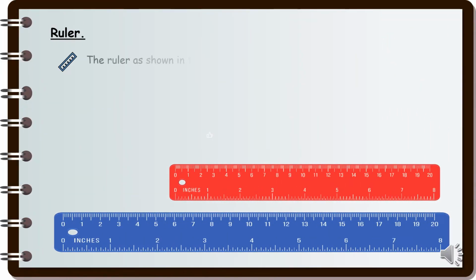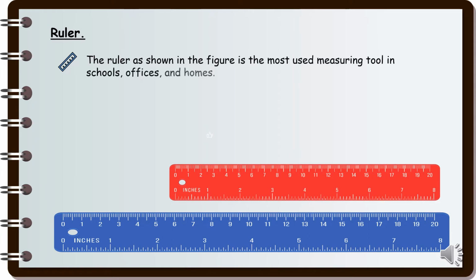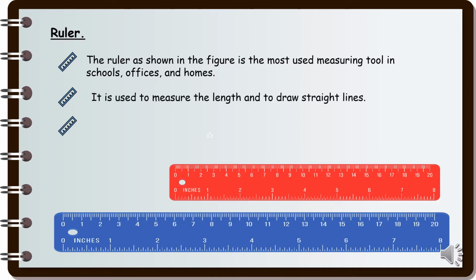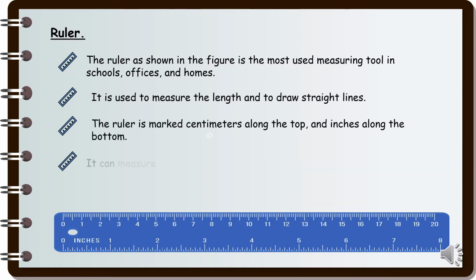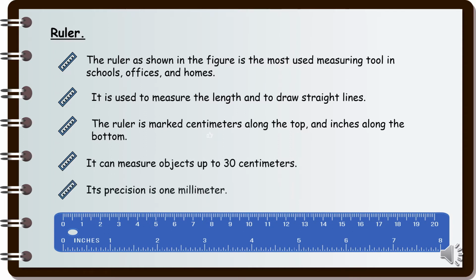The ruler, as shown in the figure, is the most used measuring tool in schools, offices, and homes. It is used to measure length and to draw straight lines. The ruler is marked in centimeters along the top and inches along the bottom. It can measure objects up to 30 centimeters. Its precision is 1 millimeter, which means the smallest reading we can take using a ruler is 1 millimeter.